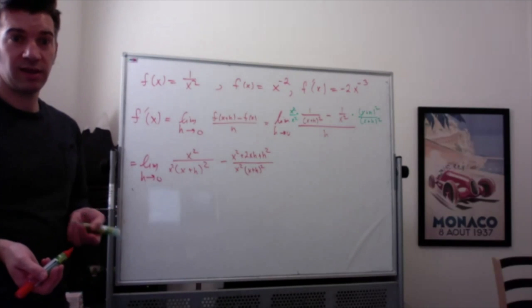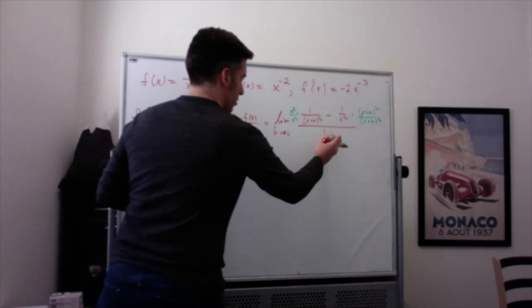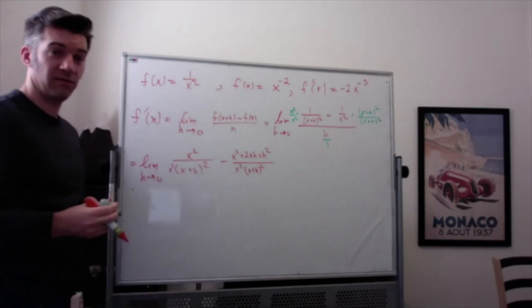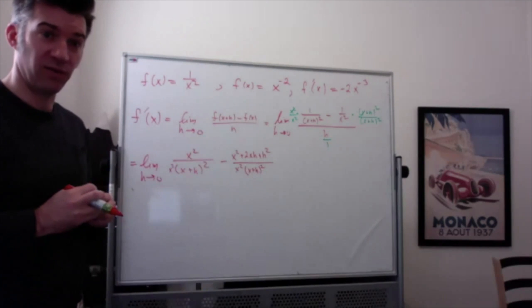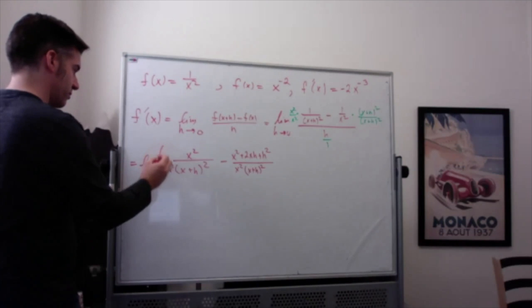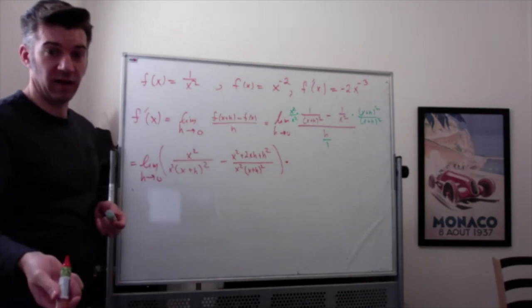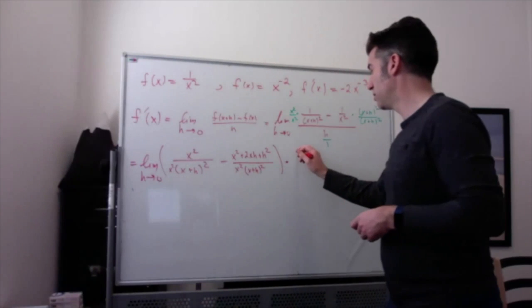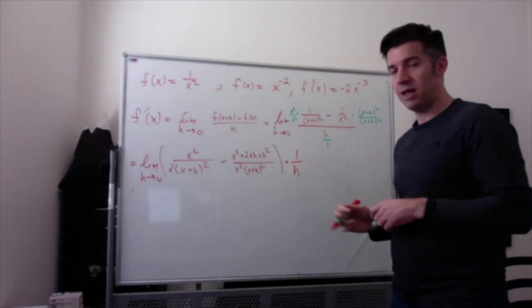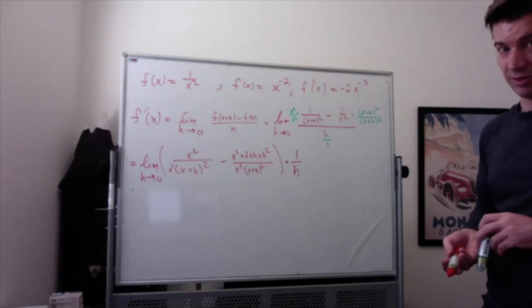And instead of dividing by h, which is like dividing by h over 1, what are we going to multiply by? Well, if you divide by a fraction, you multiply by its reciprocal. Exactly. So we're going to multiply by 1 over h. That's going to make things nicer.